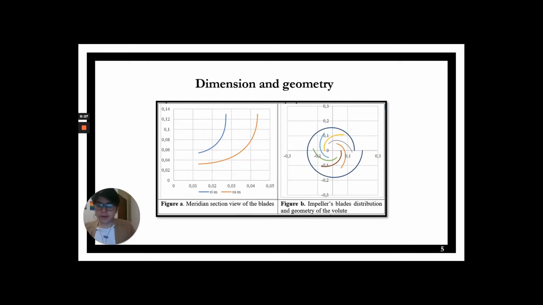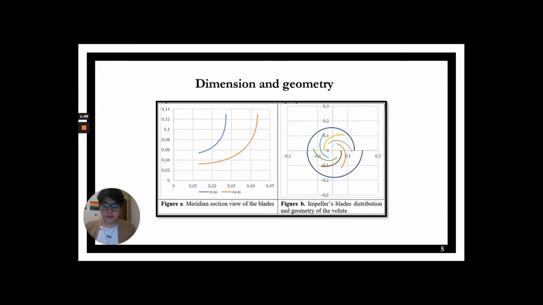Some of the parameters calculated were the impeller diameter, the total number of blades, and the volute diameter, which were 0.165 meters, 6 blades, and 0.286 meters. These and other dimensions calculated were used for establishing the distribution of the blades on the impeller, the geometry of the volute, and to create the part of the pump. We can see the results on these figures below.